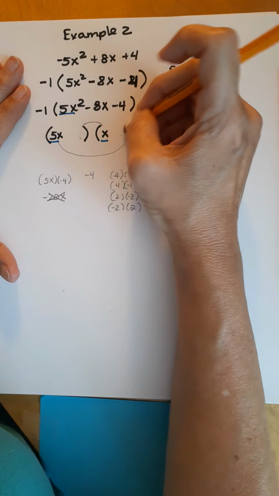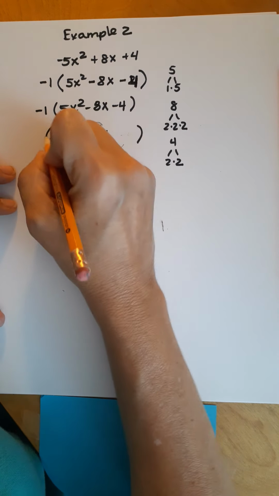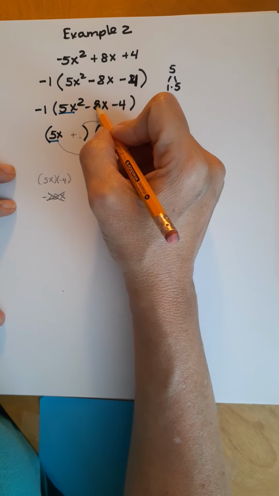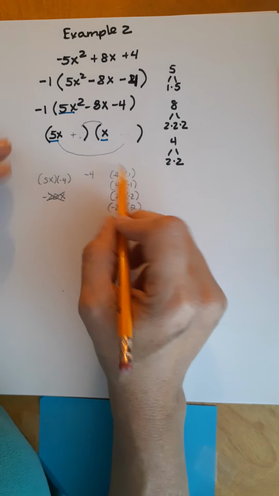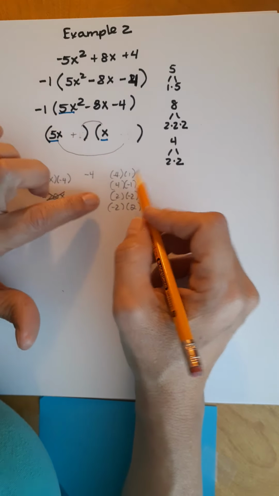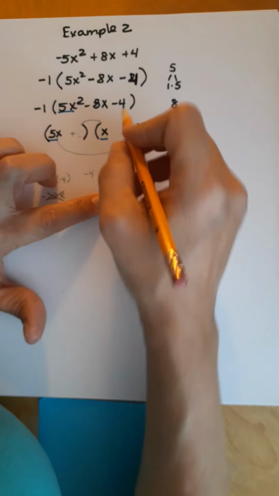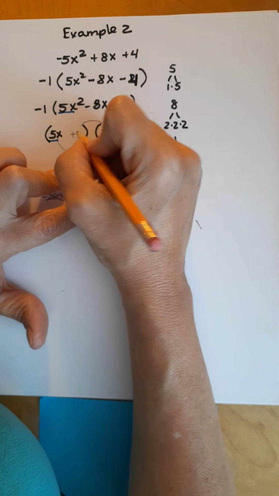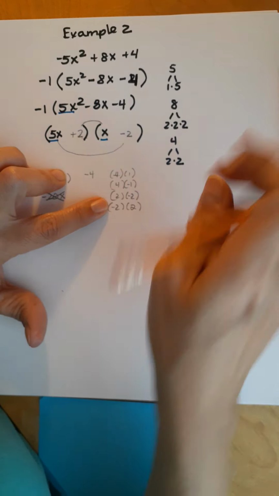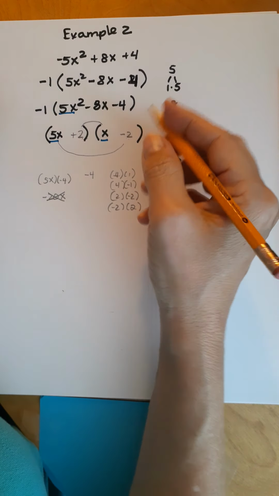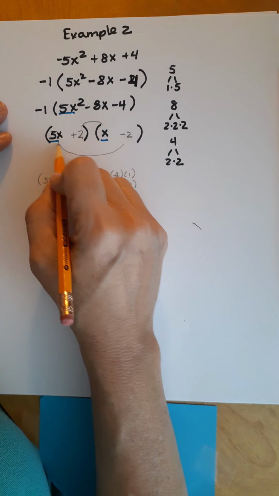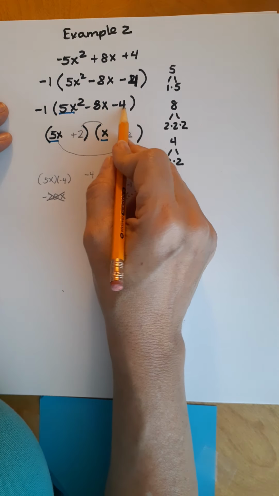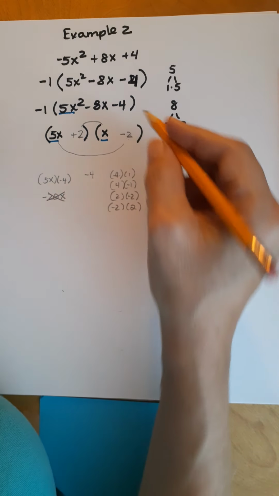And I still want to go with my bigger number to be attached or matched with that 5x because the negative number is bigger. So we tried 4 and 1 or negative 4 and 1. So let's try the 5x with negative 2 and this with 2. Okay, let's see what happens. So we're going to start with the middle first. 2 times negative 2, you got it. That's the last term. 2 times negative 2, we met that.